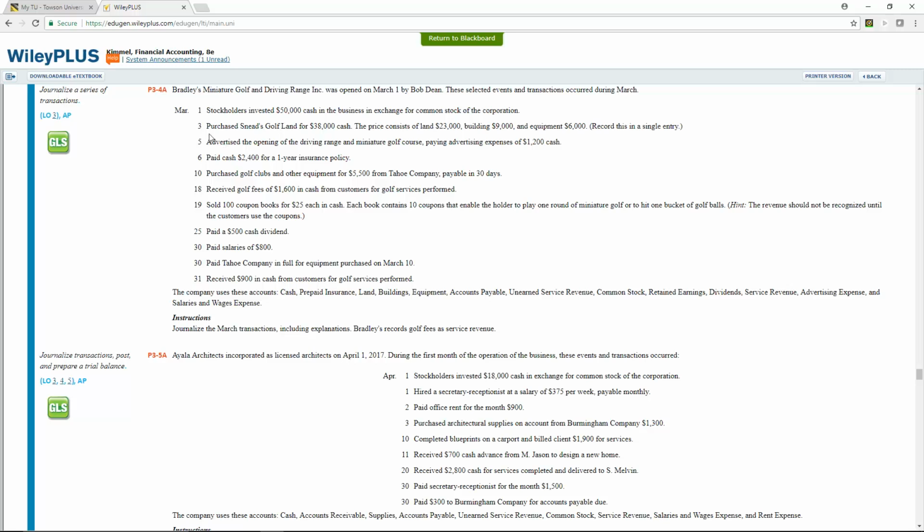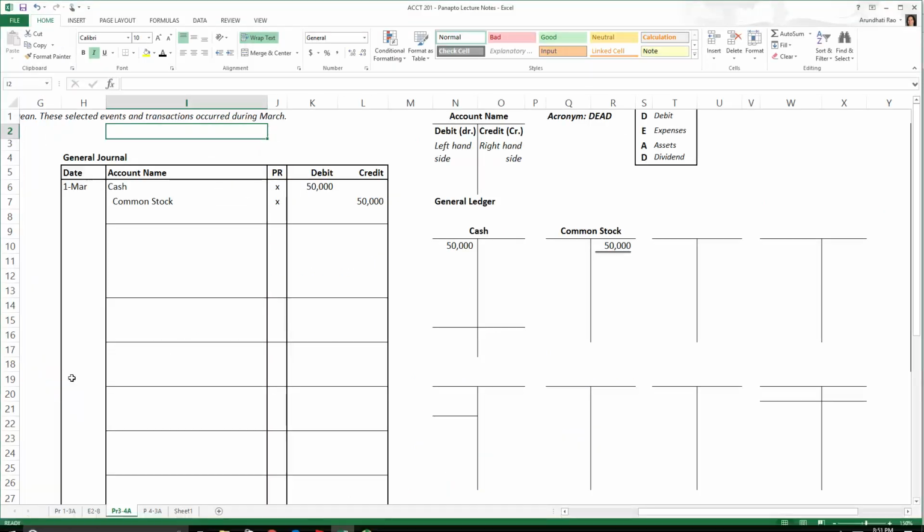In the next transaction on March 3rd, I purchased golf land for $38,000 cash. When it says for cash, it means I paid cash. So my cash, the business's cash, decreased. What did I get in exchange for $38,000? I got land that's appraised at $23,000, a building that's appraised at $9,000, and equipment at $6,000. And they want us to put all of this in a single entry. So let's see how I'm going to do that in my spreadsheet.